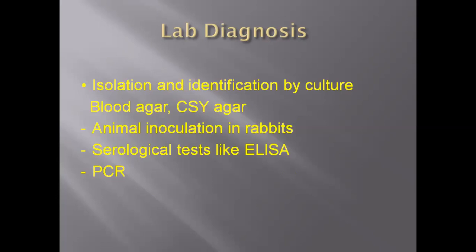Similarly, if you want to check it in lab animals, you can also do animal inoculation. If you have a sample from the field and you inject it in rabbits, it will result in the death of rabbits after a couple of days. And you can isolate this bacteria from the different organs, especially the bone marrow of the rabbits.